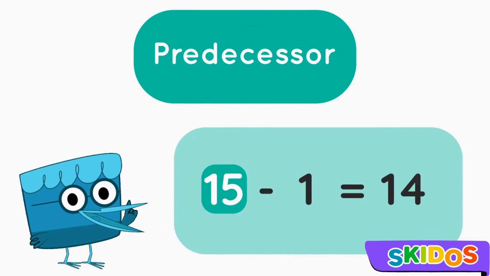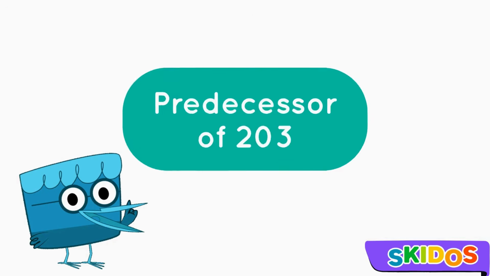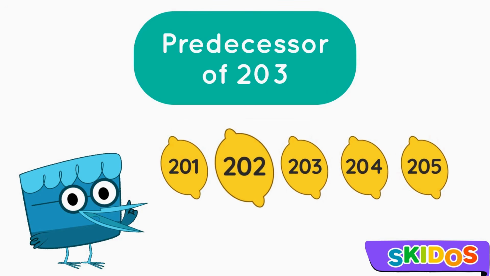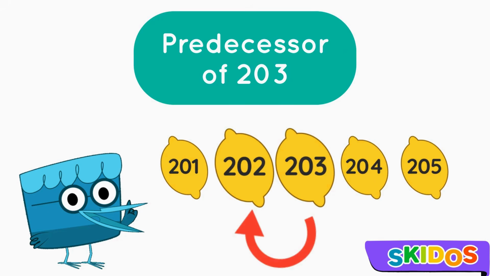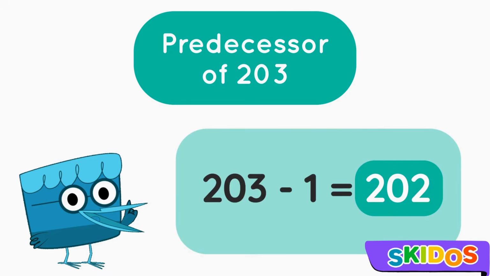So, the predecessor of 15 is 15 minus 1 is equal to 14. 202 comes just before 203. So, 202 is the predecessor of 203. Or, 203 minus 1 gives the predecessor 202.